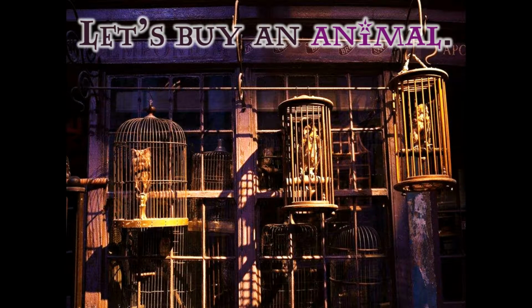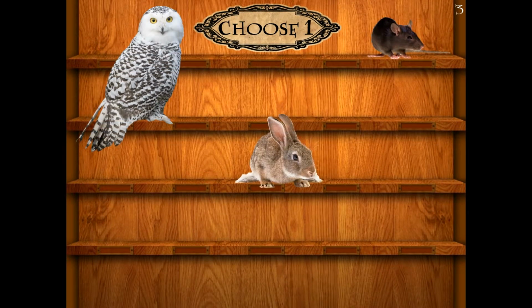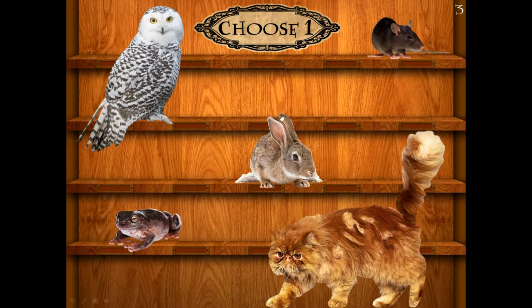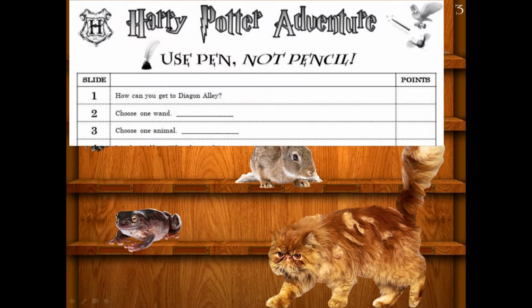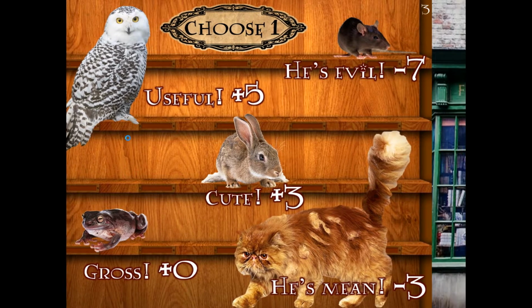Let's buy an animal. Students have to choose one of these animals. Have them write down the animal name before you reveal the points. After you reveal all the points, just go to the next slide.